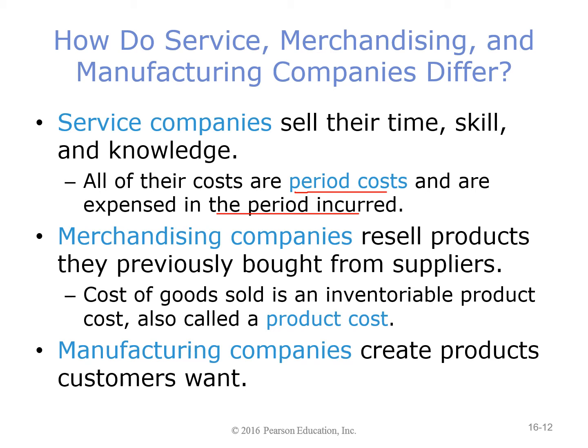Merchandising companies resell products they previously bought from suppliers, because merchandising companies purchase products and resell them again. So the cost of goods sold is an inventoriable product cost, because it is the part of your product that you didn't sell, so it can be stored. It is also called a product cost. Manufacturing companies create products that the customer wants, but the manufacturing company gets the raw material, then manufactures or processes it in order to reach the customer.